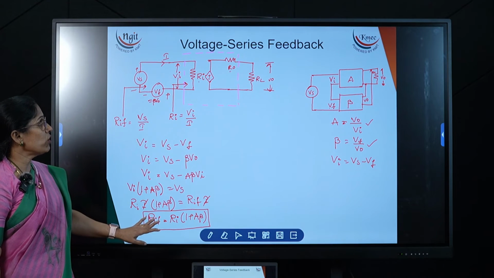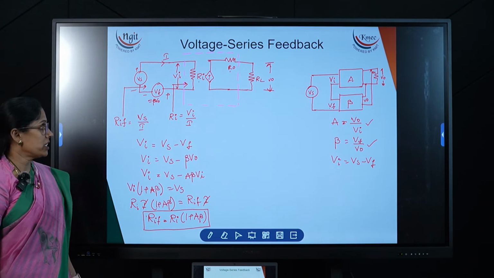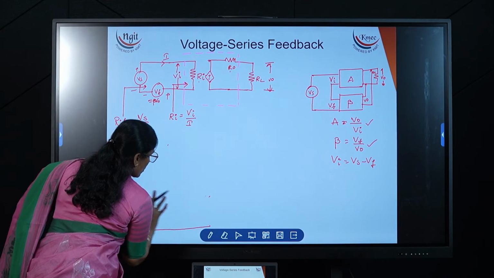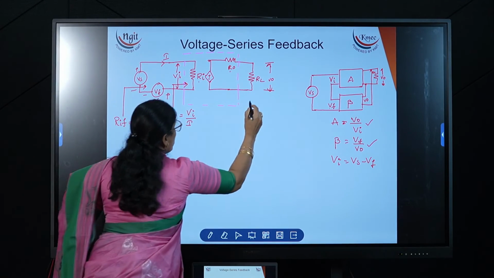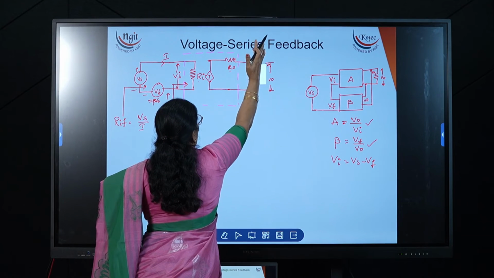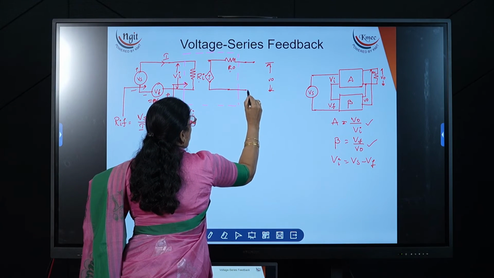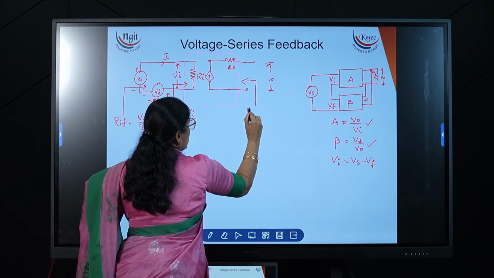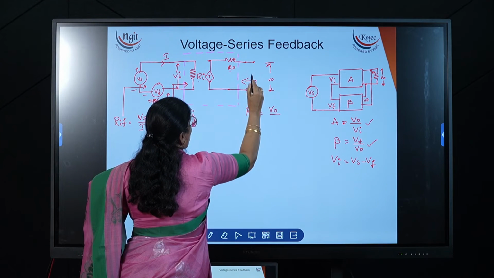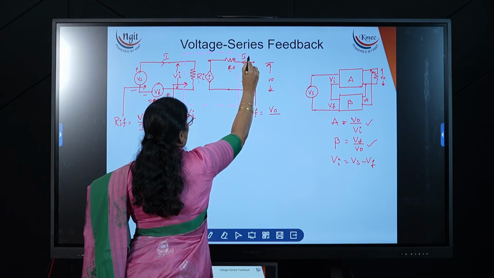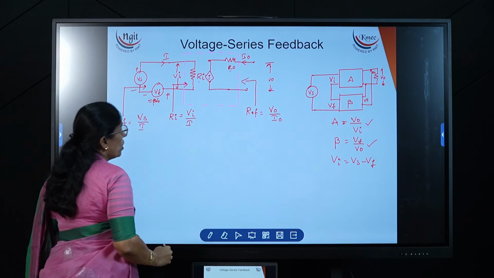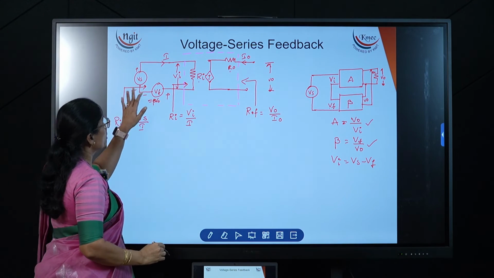Now similarly, we need to calculate the output resistance. Now here to calculate output resistance, what we need to do? Open the RL value. Now here I am opening, and from here we have to measure. That is nothing but R naught F. R naught F is equal to, what can we write? This is the I naught current. So V naught divided by I naught. And make the input source 0.